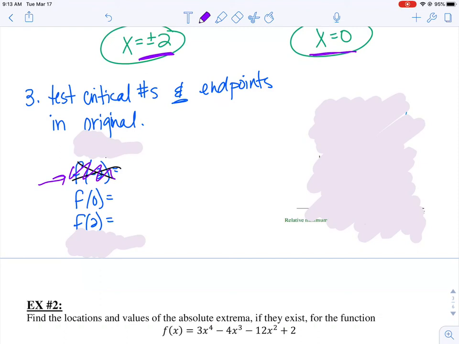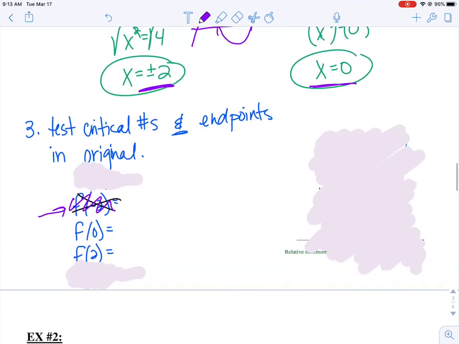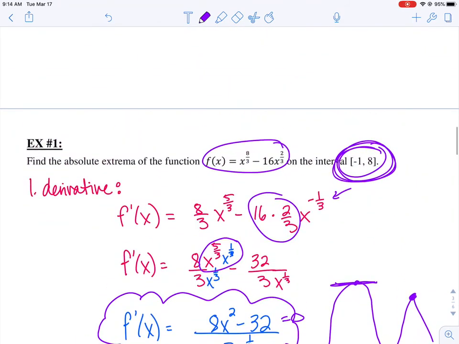So right now, all I want to know is, when x is 0, what is my y value? How high or low am I? And when x is 2, what's my y value? How high or low am I? So I'm going to plug those two values into the original function. But remember, who could be higher or lower than those relative extrema? Remember the endpoints, right? So I also want to evaluate -1 in my original to see how high or low it is, and 8 in our original, because I want to figure out which one of these points is the highest or the lowest.